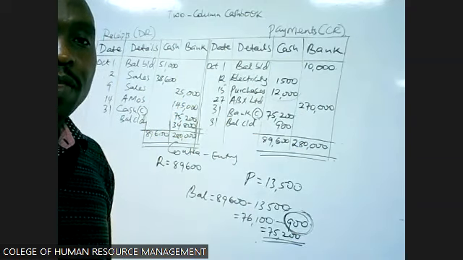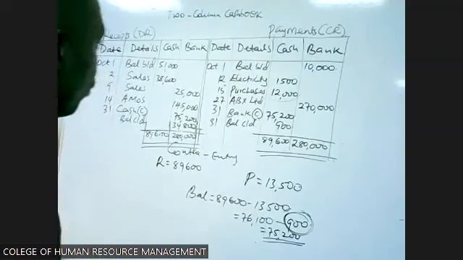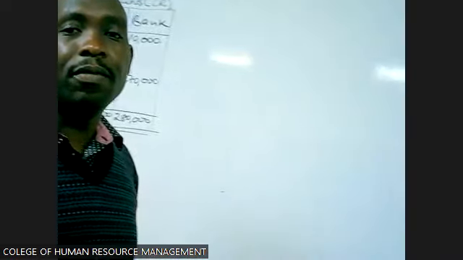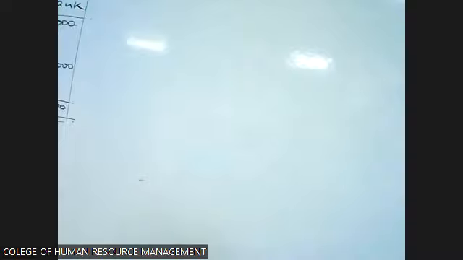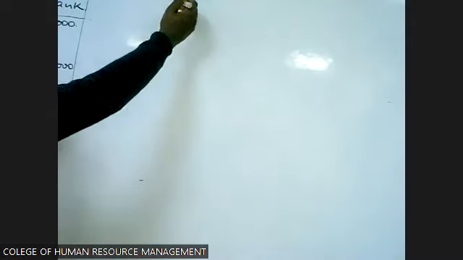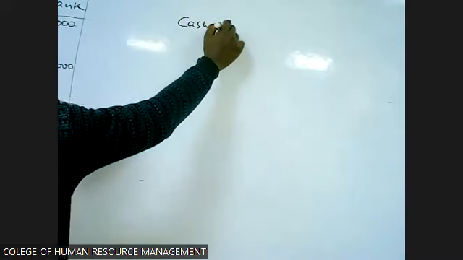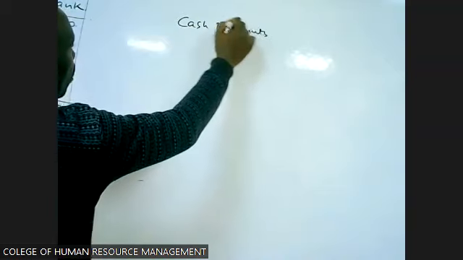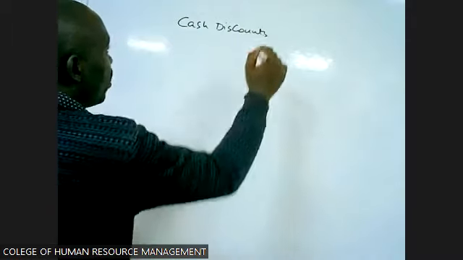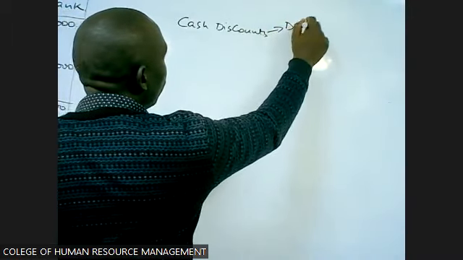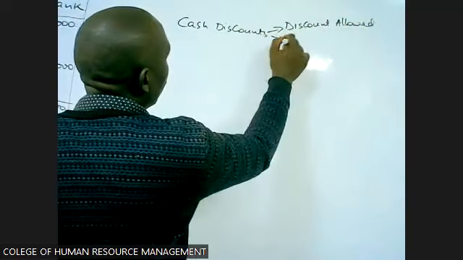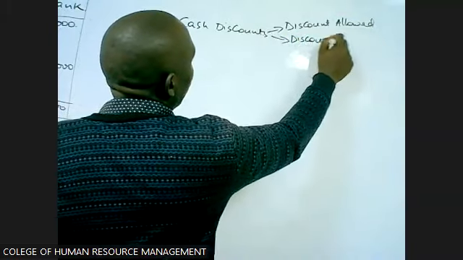I want us now to go to the three-column cash book. It is actually very similar to the two-column cash book, except that we are going to incorporate what we call the cash discounts. The cash discounts are either discount allowed or discount received.